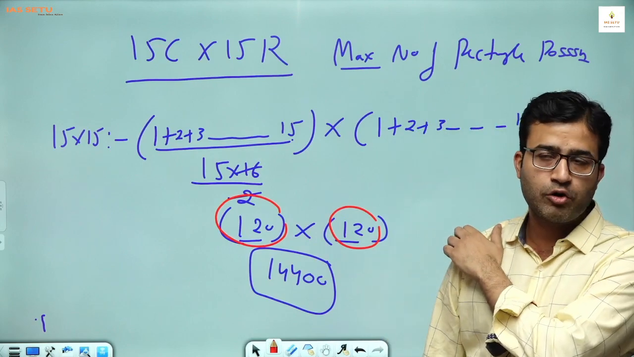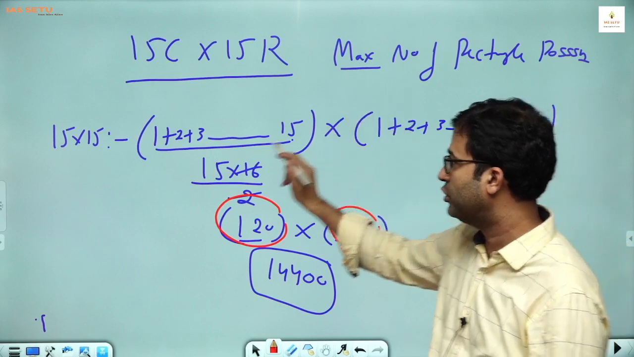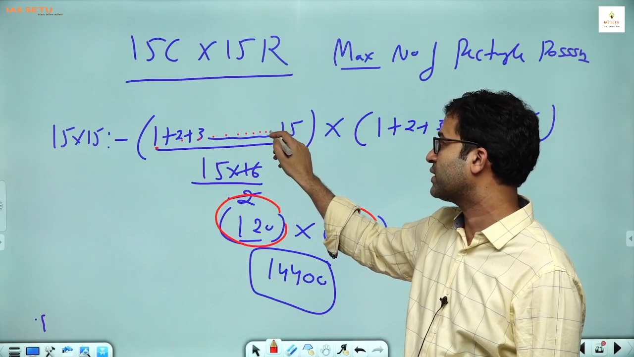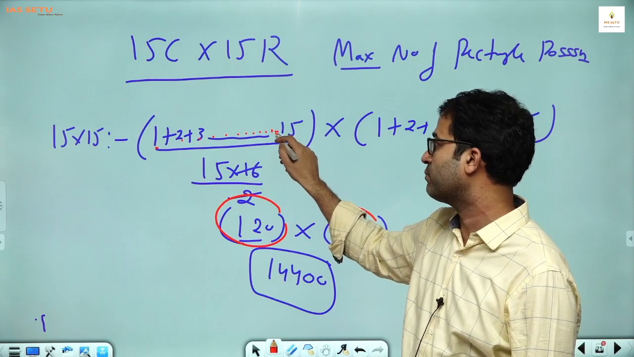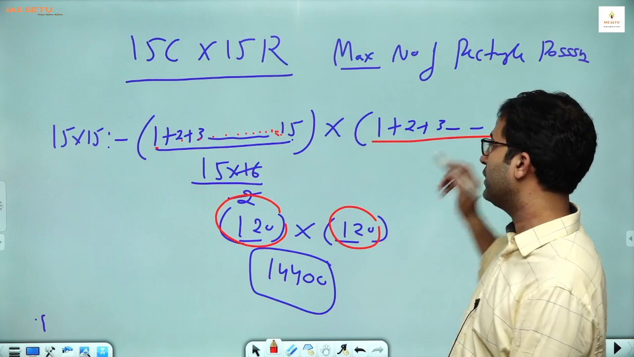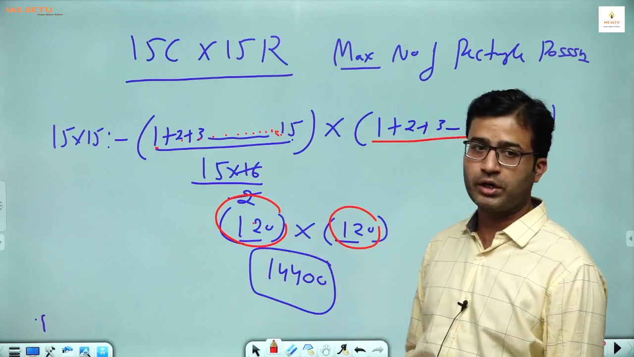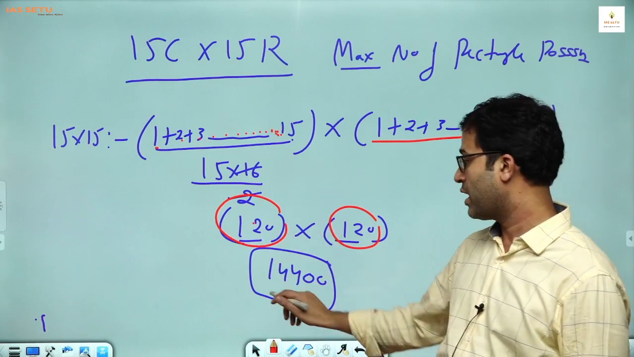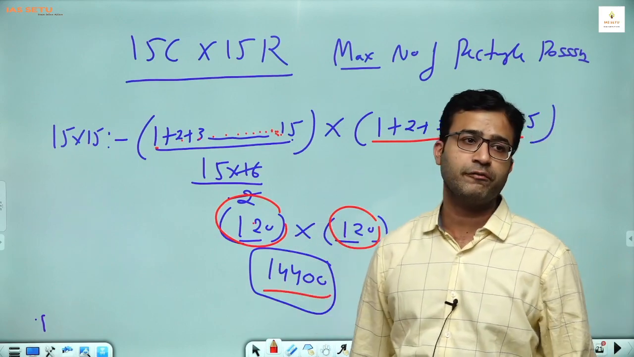Or if you are not able to understand, then you waste your time. 1 plus 2 plus 3 plus 4 and so on up to 15. You add. Here also you add. Then you get a total of 120 into 120. So your answer is 120 square, and 120 square is 14,400.